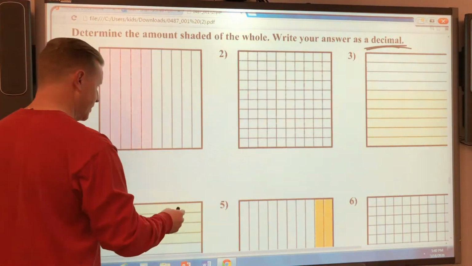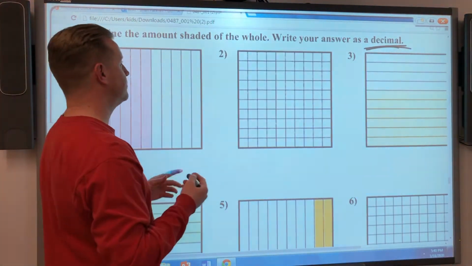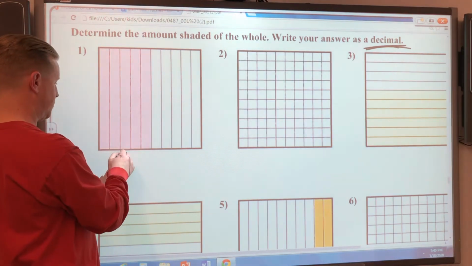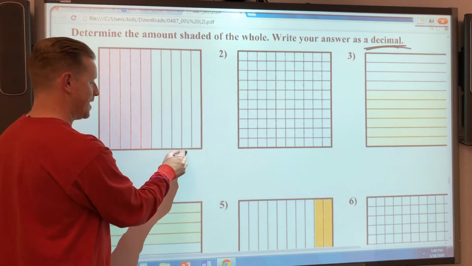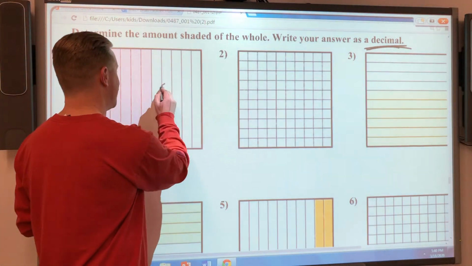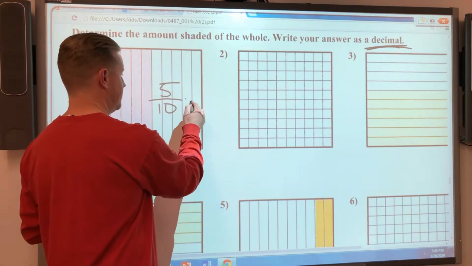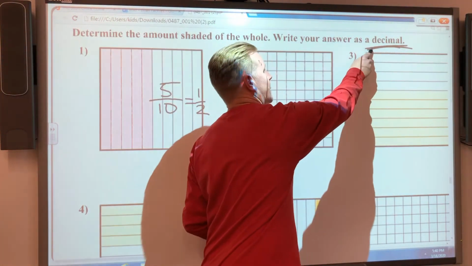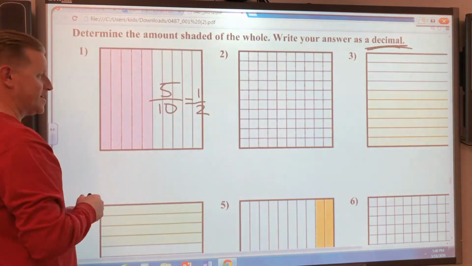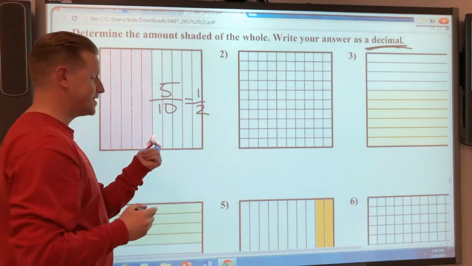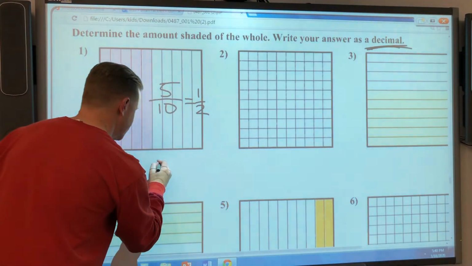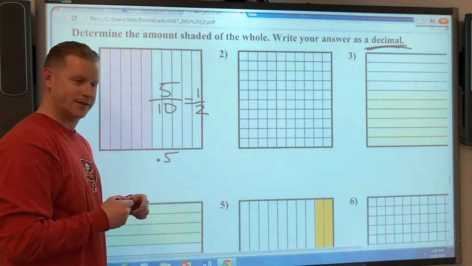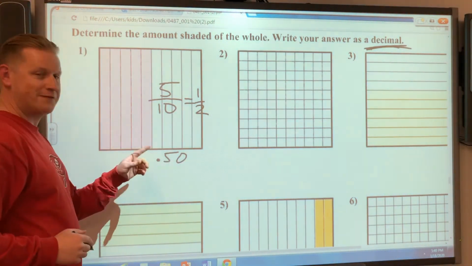In here, taking a look at the shaded region, parts of a whole. 1, 2, 3, 4, 5 are shaded out of a total of 1, 2, 3, 4, 5, 6, 7, 8, 9, 10. Total of 5 out of 10 shaded, or 1/2. That's as a fraction. Who wants a decimal? Two different ways you can do this. You can know like this, that is 1/2, which is 0.5, or written as 5/10, or 50 hundredths.